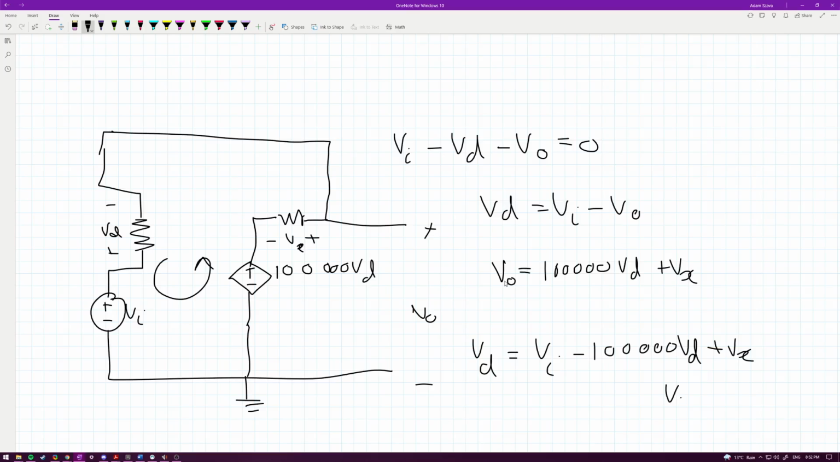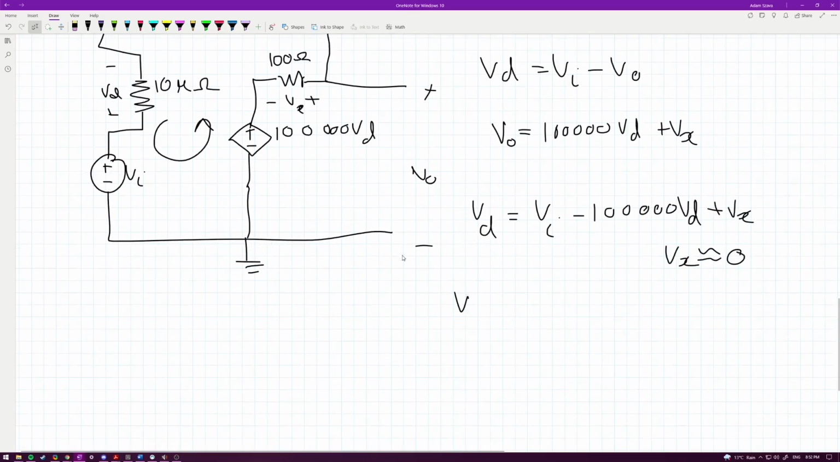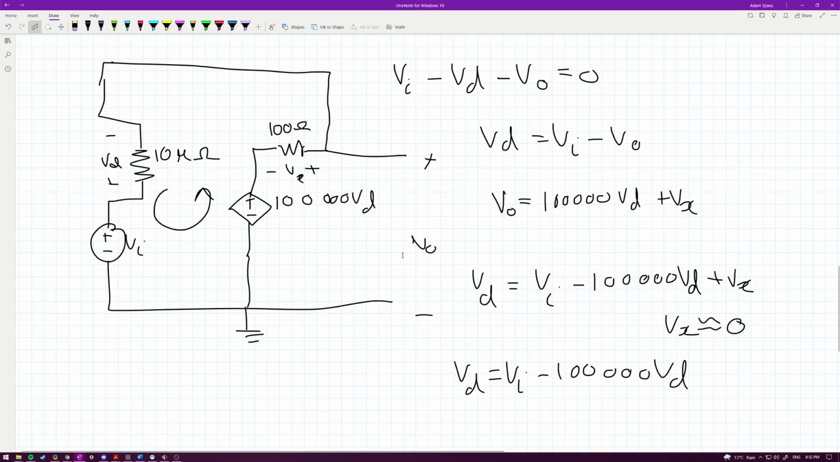Okay. But VX is negligible, apparently. According to the example here, VX is negligible. Is that because it's non-ideal? Well, ideally it would be completely zero, but since it's not ideal, it's just negligible because this is a 10 kilo ohm resistor and that's just a 100 ohm resistor. So since it's negligible, you can just turn this equation into VD equals VI minus 100,000. So whether it was ideal or non-ideal, you're still going to ignore the VX. I guess so. Okay, I'm just following this example.